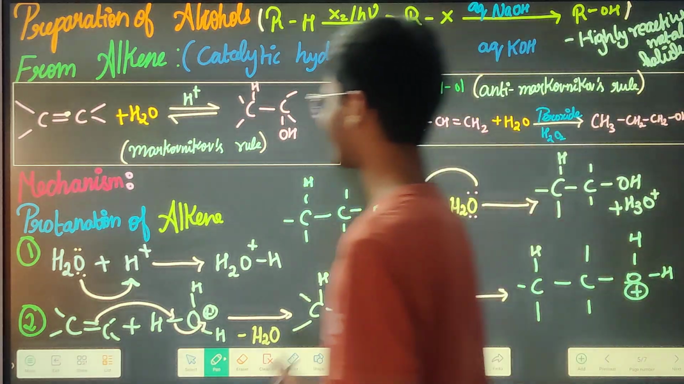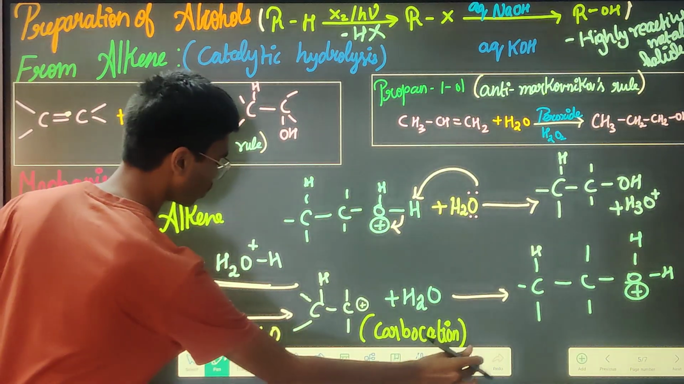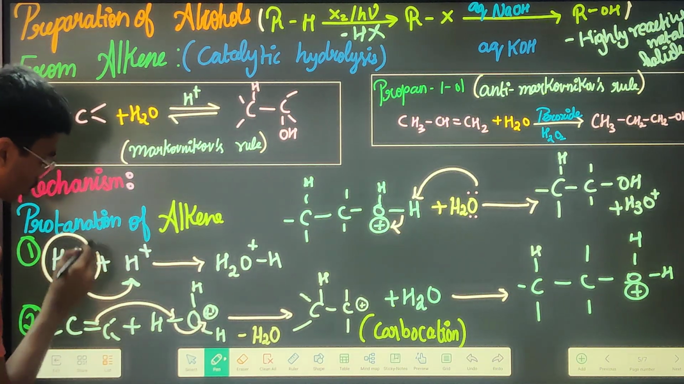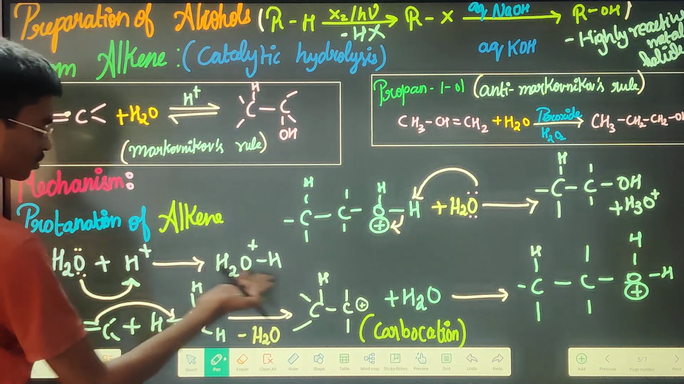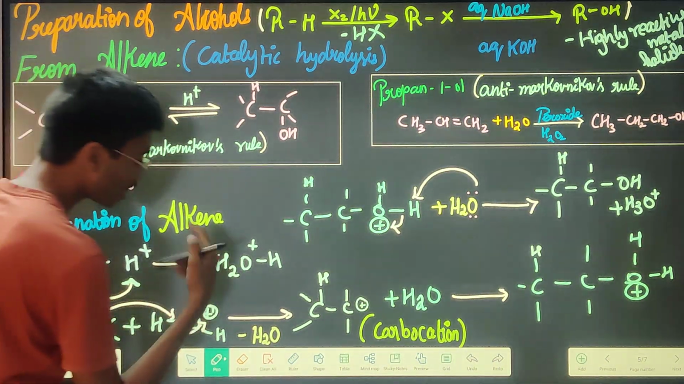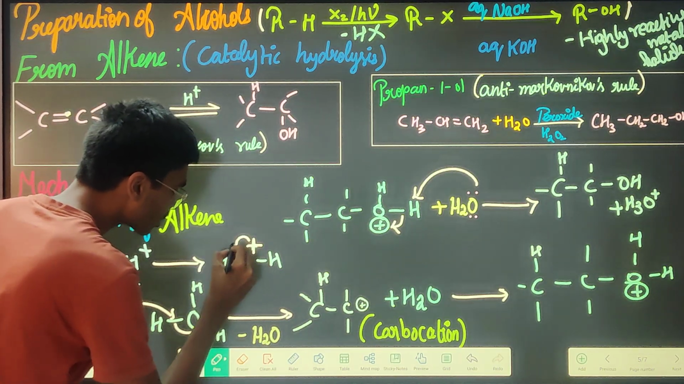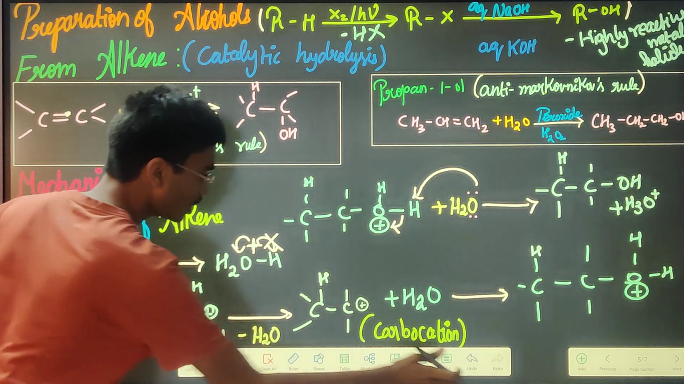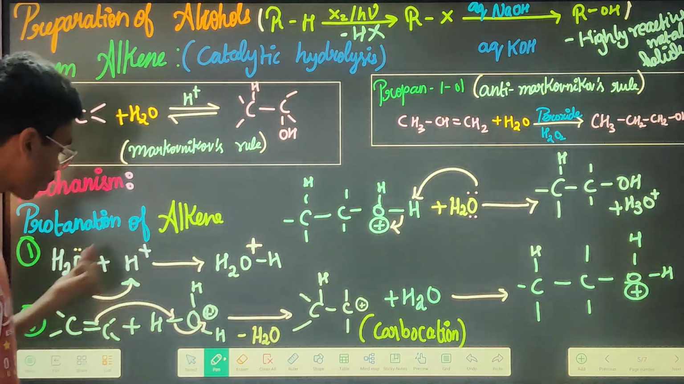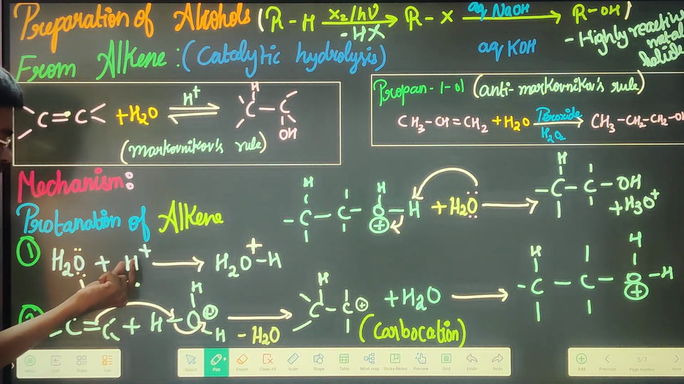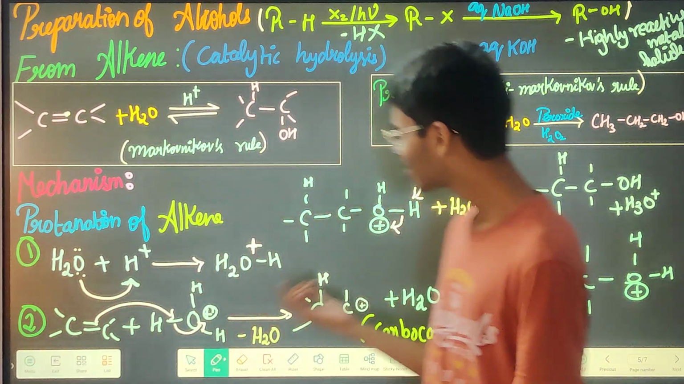We will see it here. So how will you prepare alcohol from an alkene? First you have to form H3O plus. You have H2O, and this H2O will react with this H plus. Here you have your H3O plus. Make sure you remember that this plus charge is on the oxygen, not on the hydrogen, because oxygen is the atom which gives its own electron to this hydrogen, and then it makes this compound which is your H3O plus.